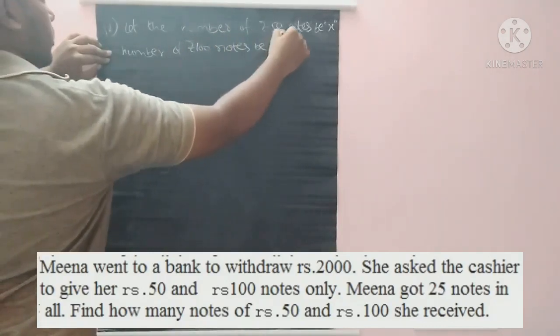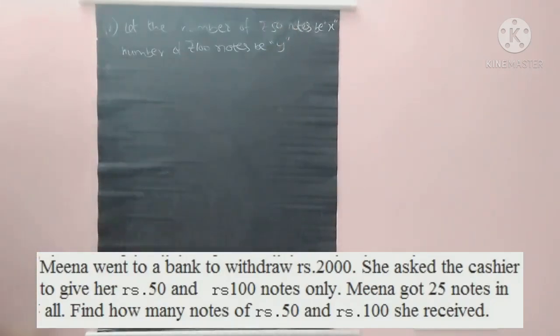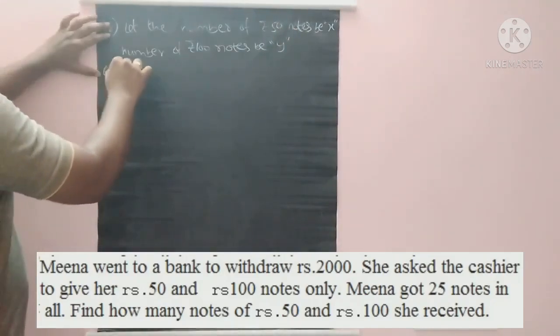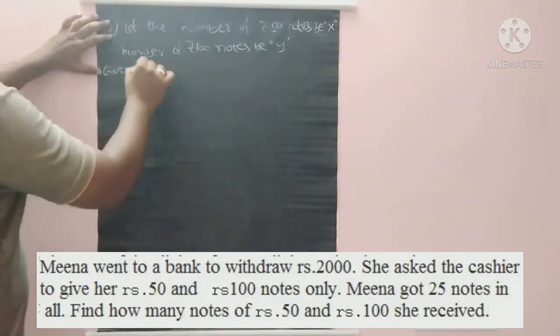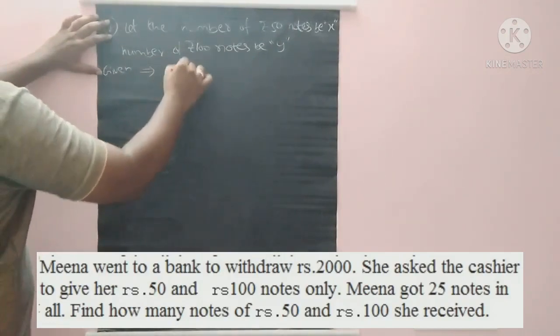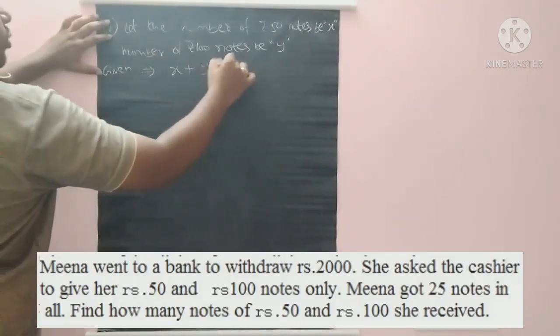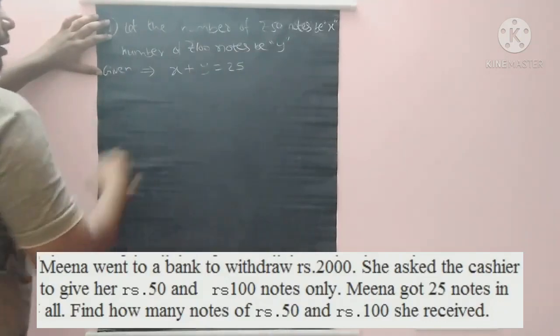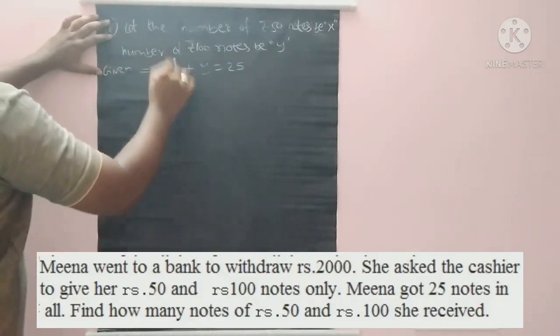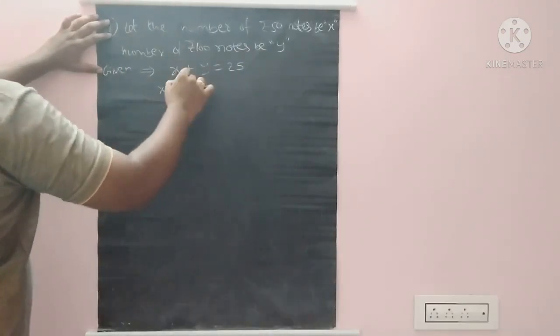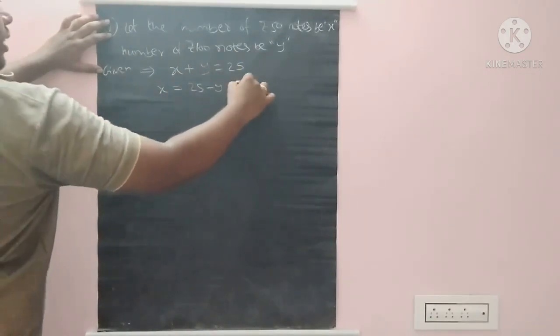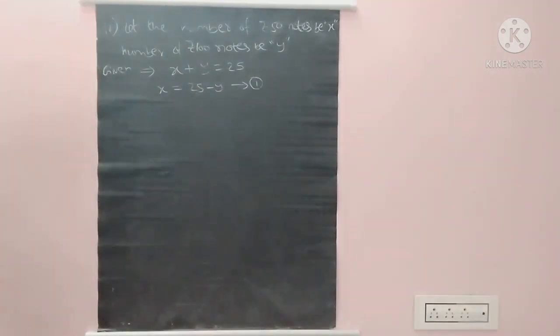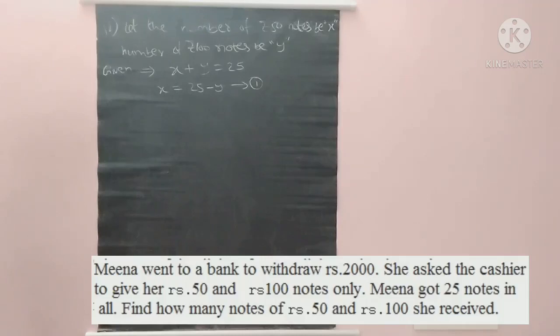be y. Now, given the total number of notes is 25, that implies the number of 50 rupee notes plus the number of 100 rupee notes is 25. From this we can write x equals 25 minus y, let it be 1. Now they have given the total amount is 2000 rupees. So how will we get the amount?